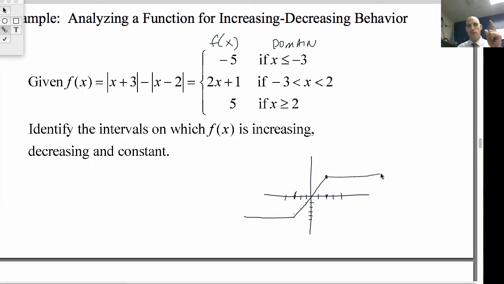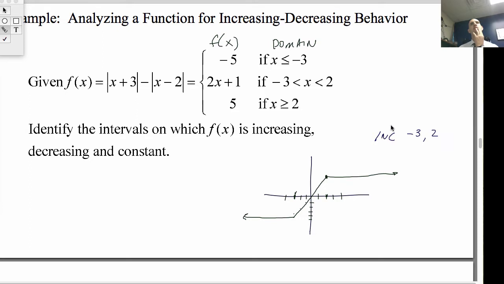So here we go. Literally, the graph is defined by these functions here. It's negative 5 all the way up until x is equal to -3. It's 2x plus 1 between -3 and 2, and it's 5 from 2 on. And so here's my increasing. So here's increasing, and these two are constant. So increasing from -3 to 2.